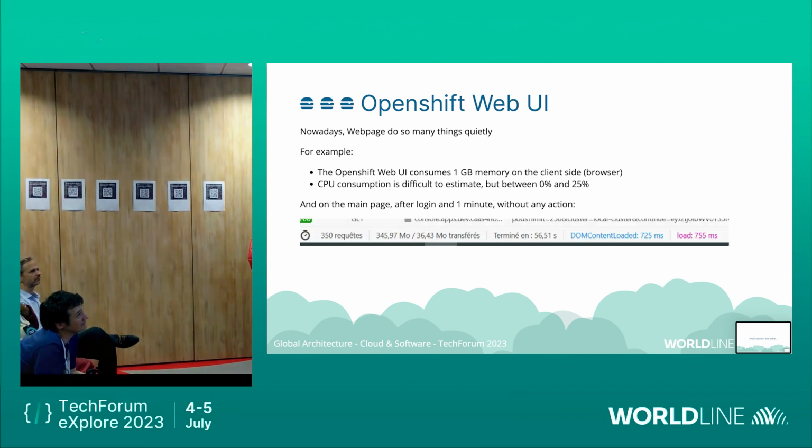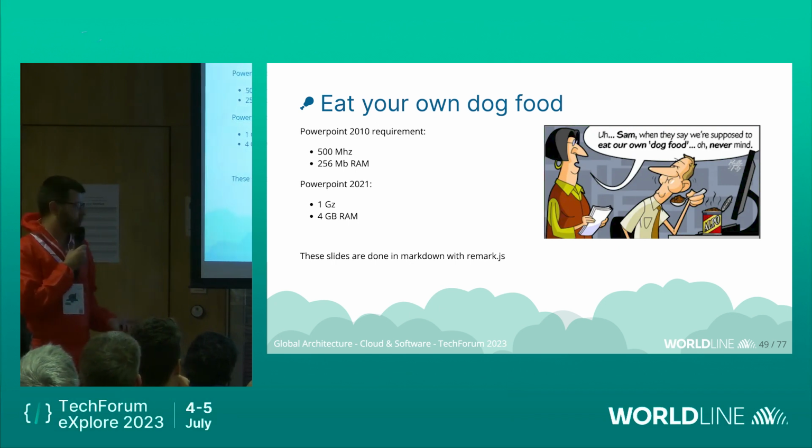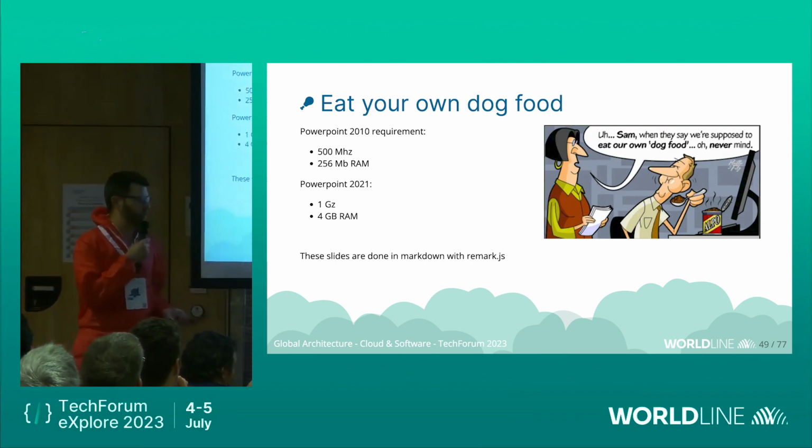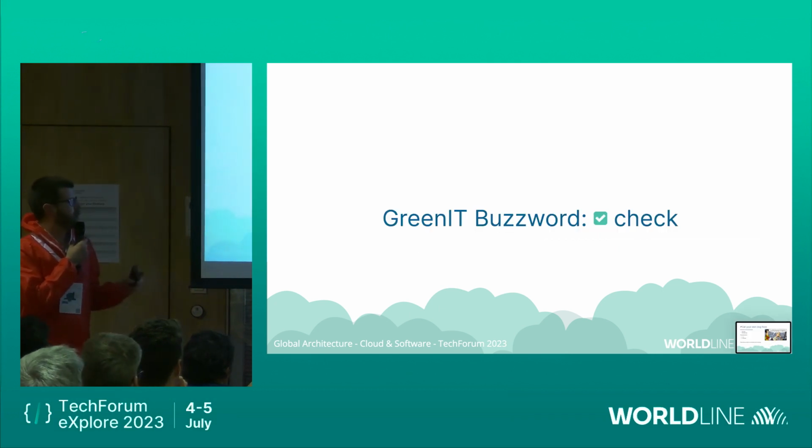If I continue with the idea of Philippe, if we take PowerPoint 10 years ago, it consumed very low memory and CPU. Nowadays, it's 4 gigabytes of RAM for PowerPoint in order to launch it, for the minimal requirements. It's why we decided to create this slide deck with Markdown. So basically, you just need a notepad, nothing more, and a small JavaScript plugin. So you can launch it with your browser, and it doesn't consume 1 gigabyte of RAM. So for the Green IT buzzword, it's done. Let's go to the next one.